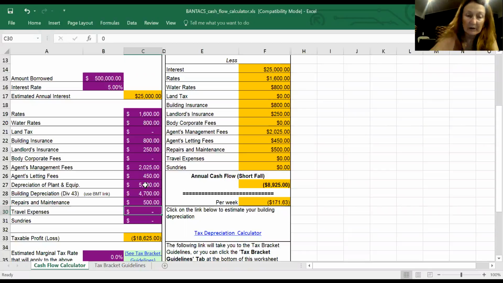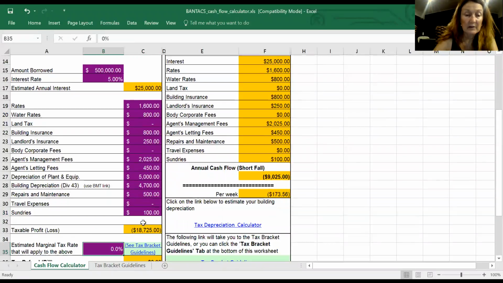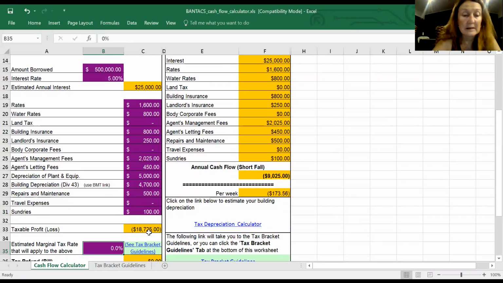Later you'll do some what if analysis and put that up a bit, and you'll notice that while the repairs and maintenance might suddenly cost you a lot of money, because you get a bit of tax back on it, it's not too bad. Let's just put in $100 for sundries. So you can see the property has cost you, as far as what you're going to put in your tax return, a loss of $18,725.